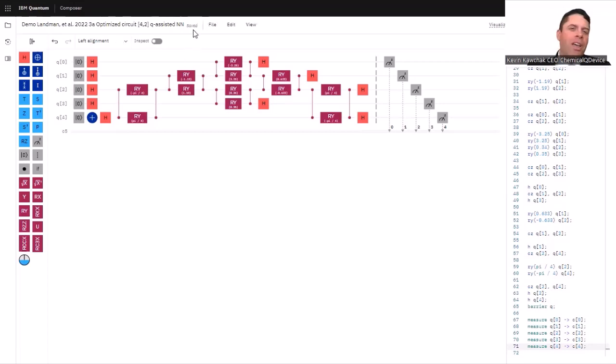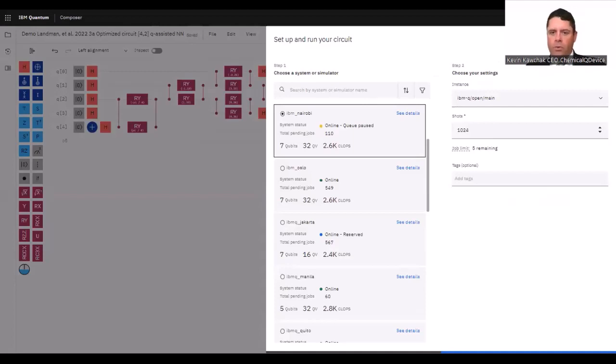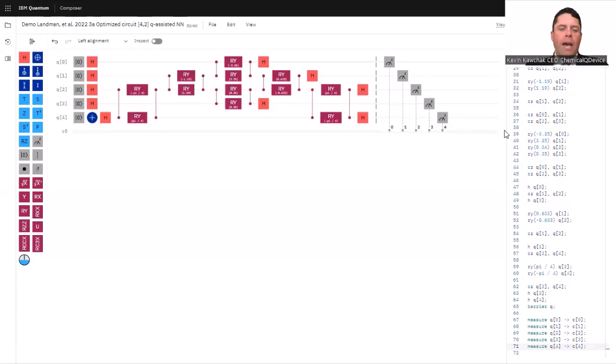Now the save part just means it saves the circuit. It doesn't mean it saved your title. So you always want to make sure to do that before you go run. I'm going to go to setup, and then on this specific part, I just hit run my 7 qubit real quantum computer.